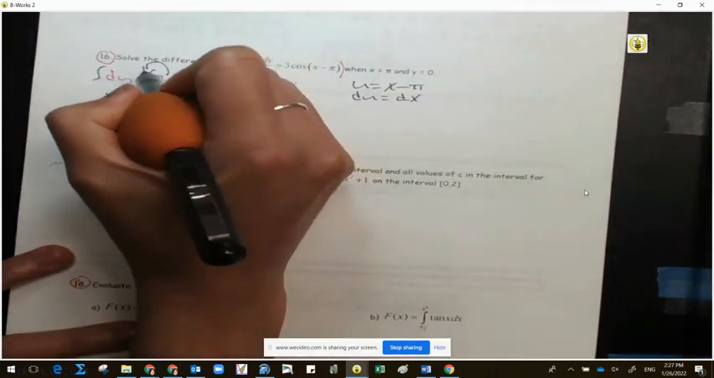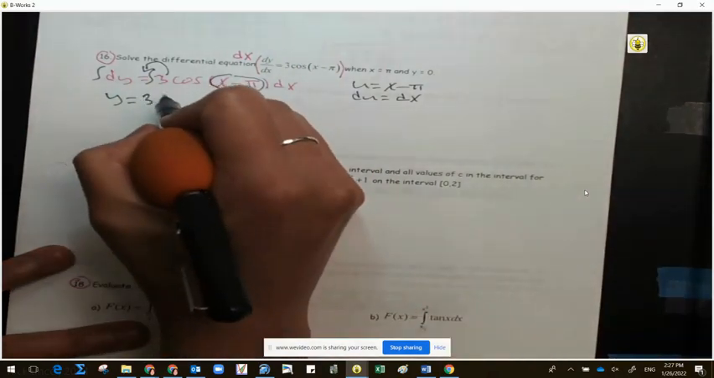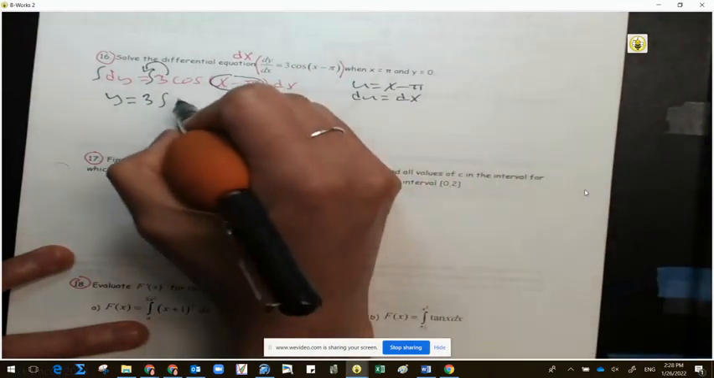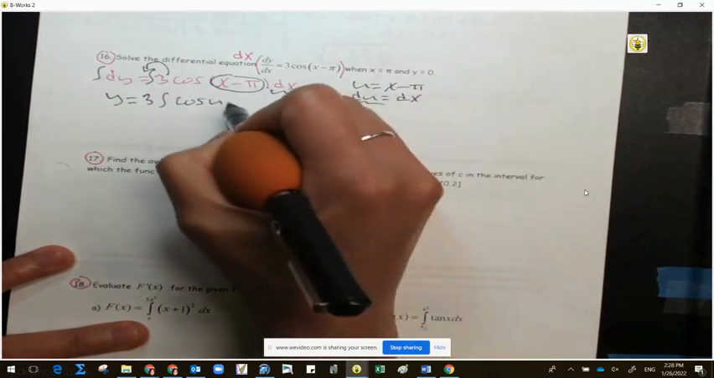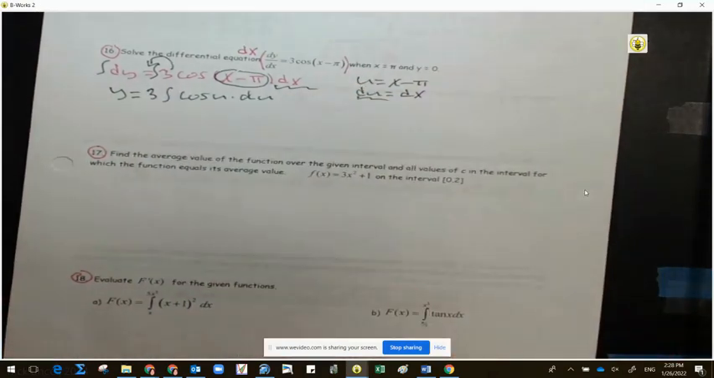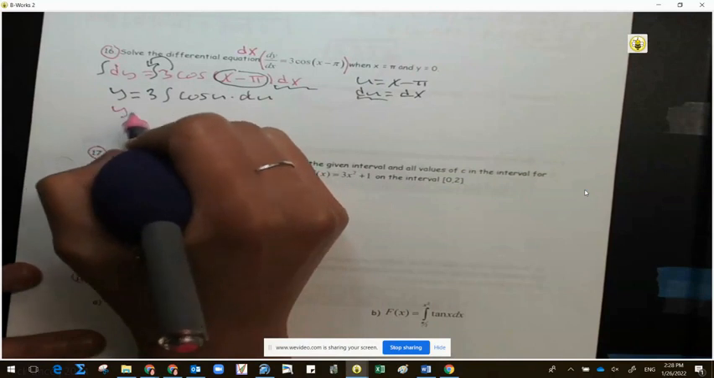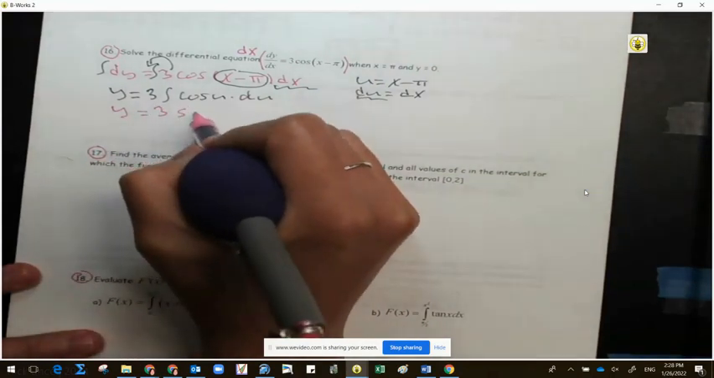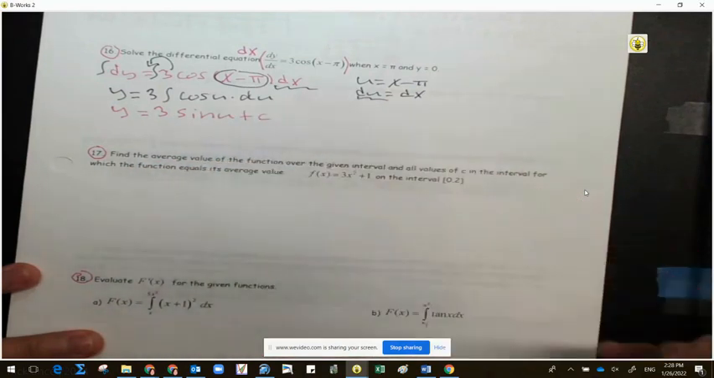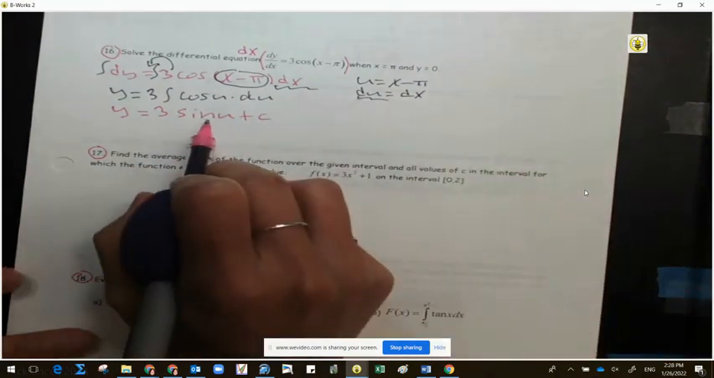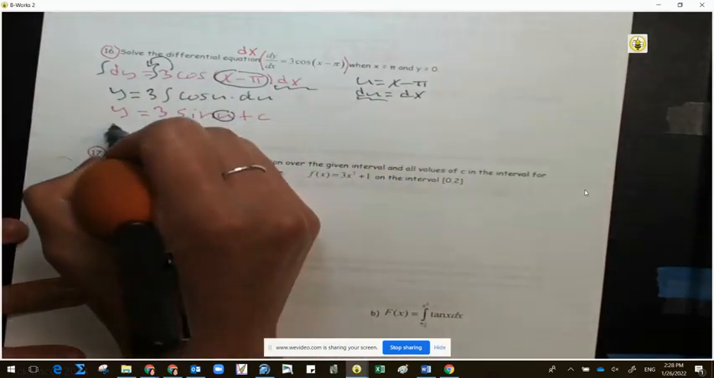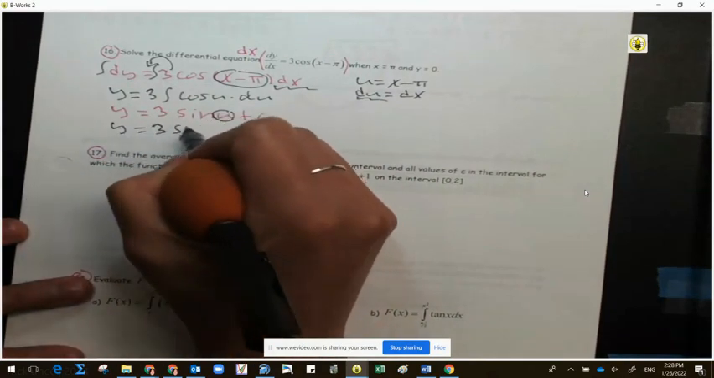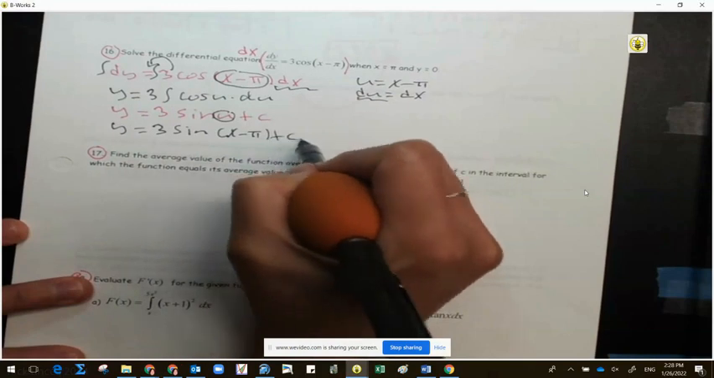What should I do with the 3 already? Move it to the outside. So if I rewrite, we're looking at cosine of u, and we do have the dx, which is du. So let's find the antiderivative of cosine. What is the antiderivative of cosine? Sine. So 3 of the sine, 3 from the outside. And we have to add plus c because it's not bounded. And then at this point, what I need to do is plug the u back in. So when I plug the u back in, I get y is equal to 3 times the sine of (x minus pi) plus c.